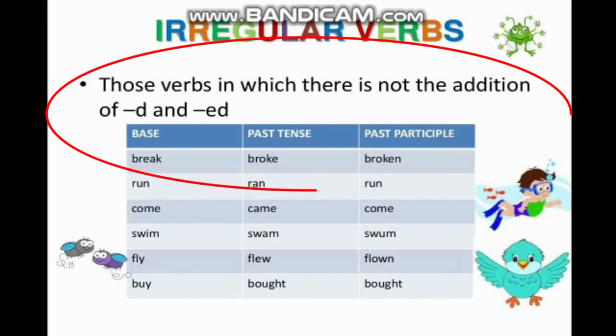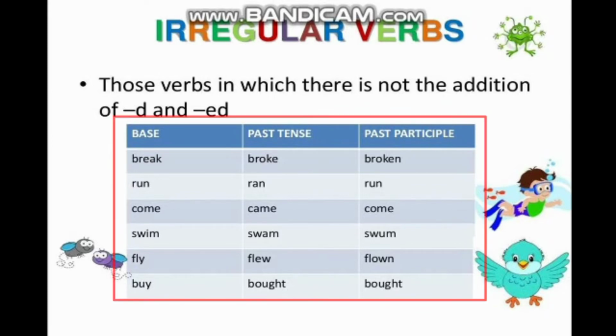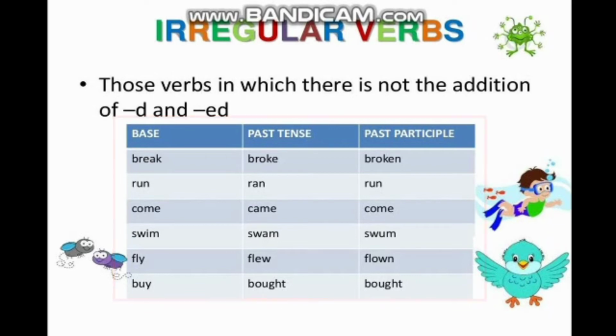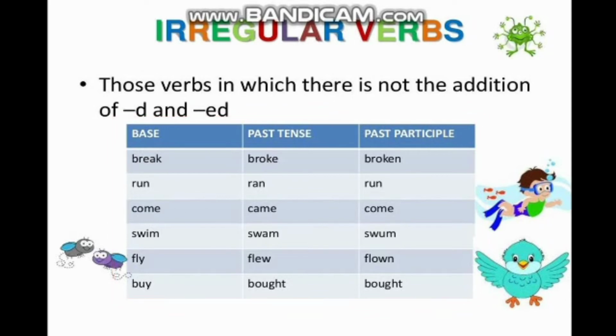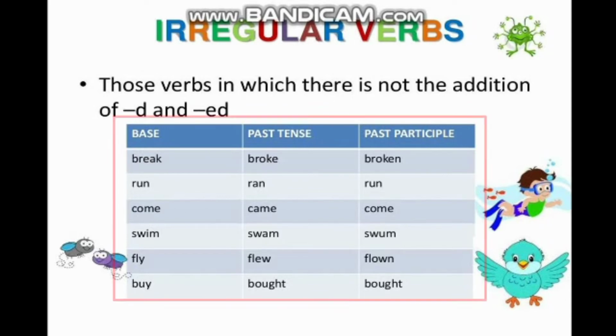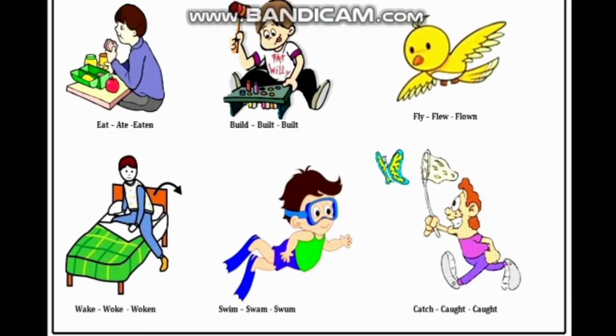Irregular verbs are those verbs in which there is no addition of d or ed. For example, break, broke, broken; run, ran, run; come, came, come; swim, swam, swum; fly, flew, flown; buy, bought, bought. So these are irregular verbs.